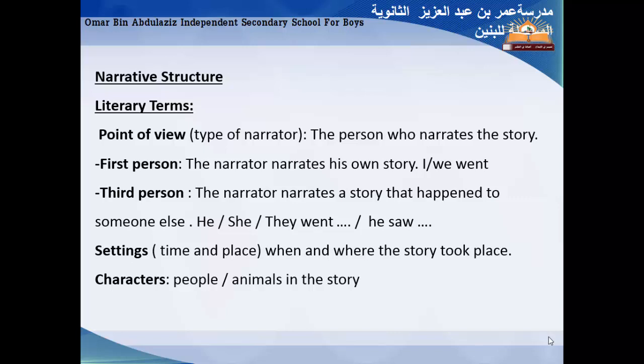The second narrative element is the setting, which expresses the time and place: the time of the story and the place of the story. It means when and where the story took place. Number three, the characters. The characters are the people or animals in the story.